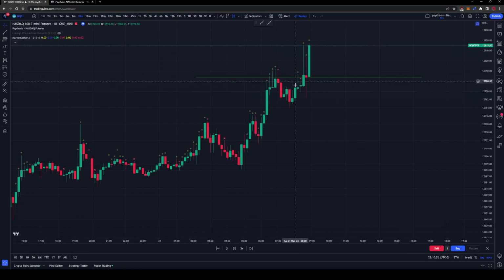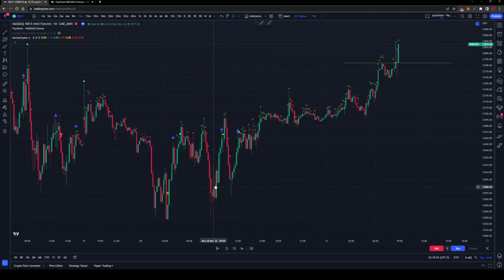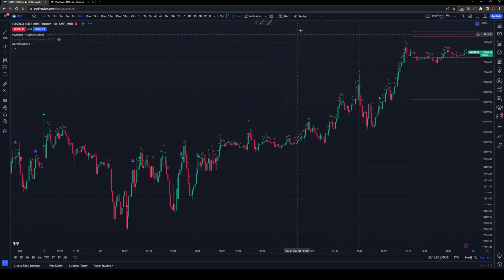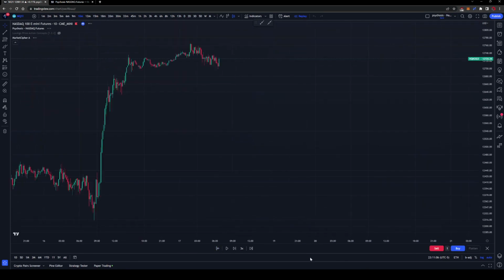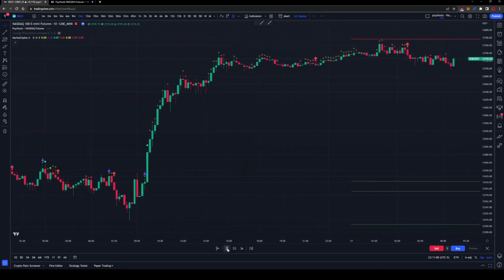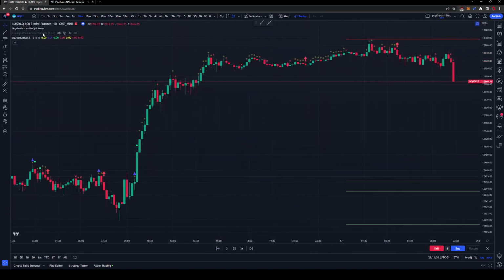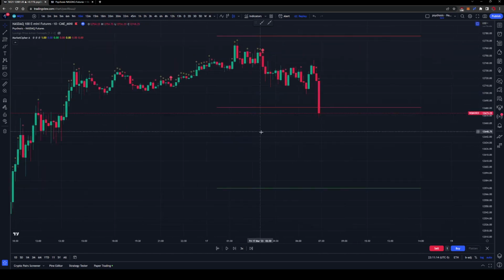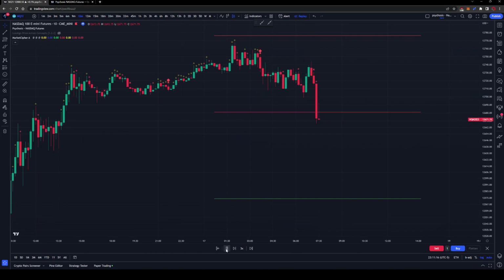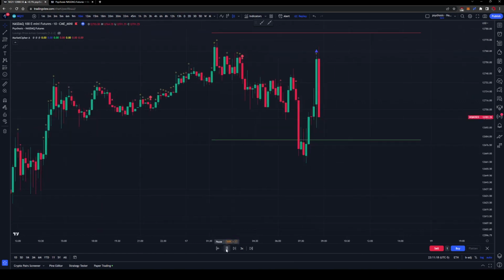So I like to run it with Market Cipher. Market Cipher A is okay. Usually the blue triangles are like a top. So let's play it here and just kind of watch this. We're not running the trader levels. We were running. Move back to the trader levels. Now let's look for those blue tops. Kind of see what goes on.